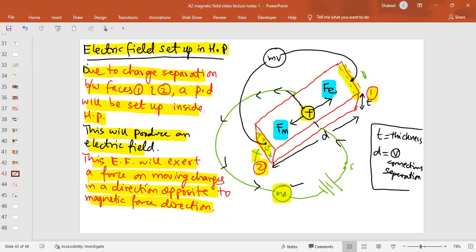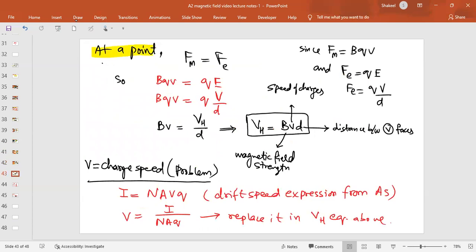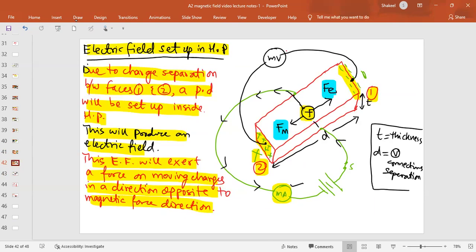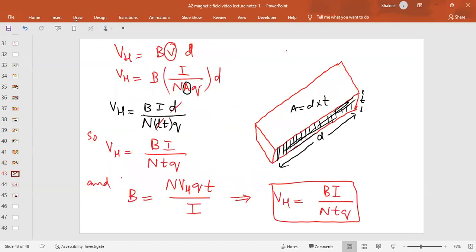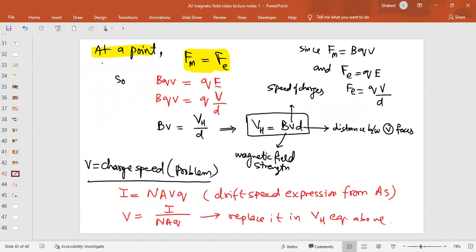Okay, now at one point when the magnetic force and electric force will be equal, as I told you in the previous diagram, as on this chart, the electric and magnetic forces are equal, then what would happen? Well, when these are equal, you know that magnetic force is BQV and electric force is QE, right? Where Q is charge and E is electric field strength.